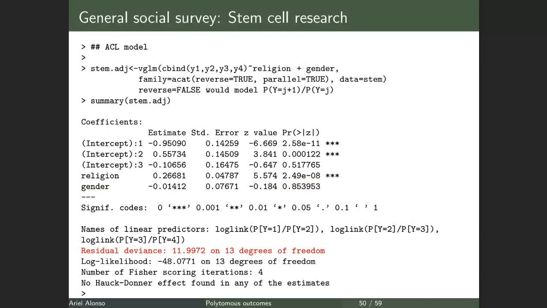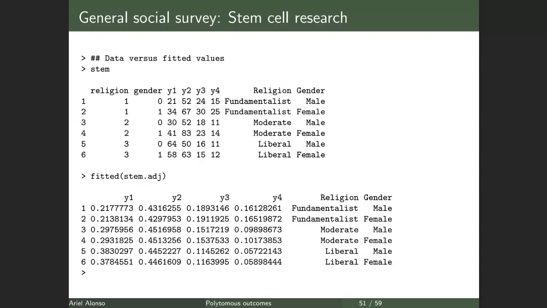And here you have the residual deviance, which is pretty much similar to the degrees of freedom. So the model seems to be doing a good job. And here you have the fitted values. And you can see, for instance, what you have over here: Y1, remember, is definitely funding stem cell research, and then Y equal to 2 was probably funding it. The other one was probably not funding it, and then Y4 is definitely not funding it.